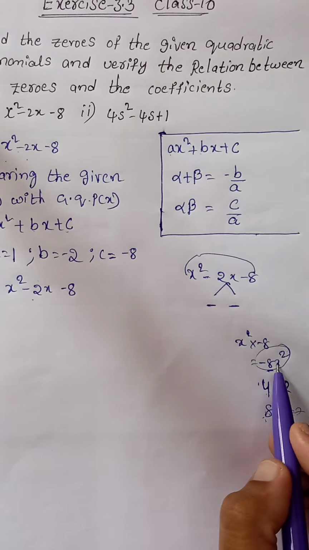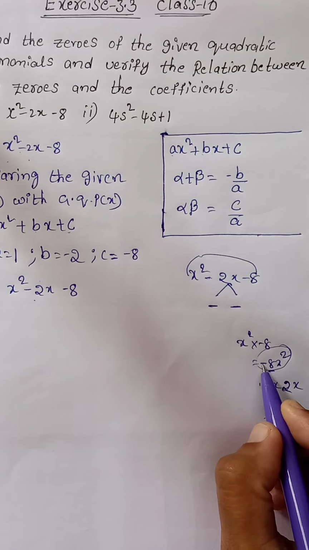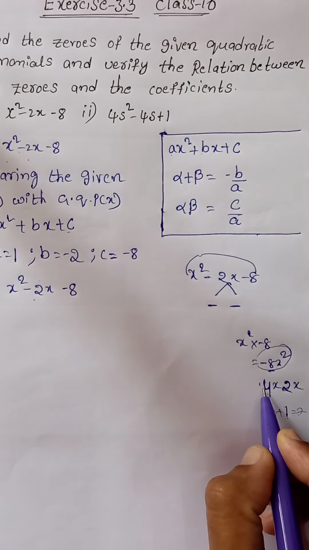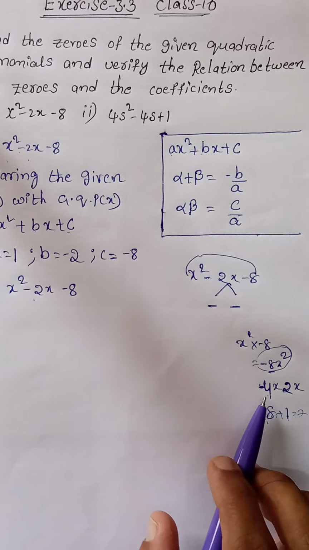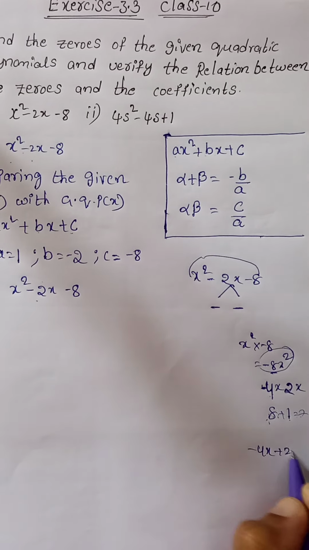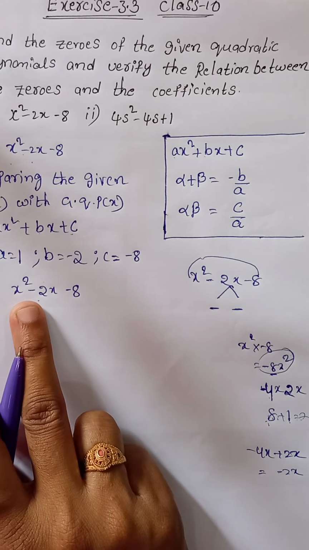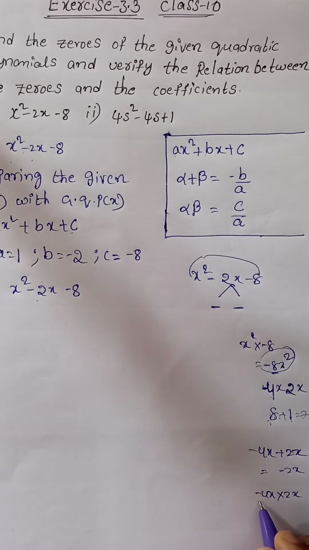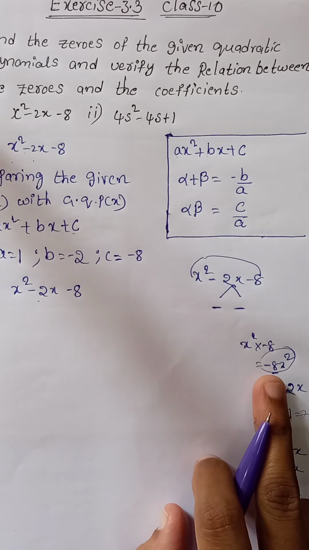First, here we have x square, write 1x for 4 and 1x for 2. In the middle term we have minus 2x, so here minus 2. Now put the minus symbol for the bigger number, and for the smaller number put the positive symbol. If you add minus 4x plus 2x, what will you get? Minus 2x. You get the same, minus 2x. If you multiply minus 4x into 2x, minus 4 into 2 is minus 8, and x into x is x square. So you will get minus 8x square.